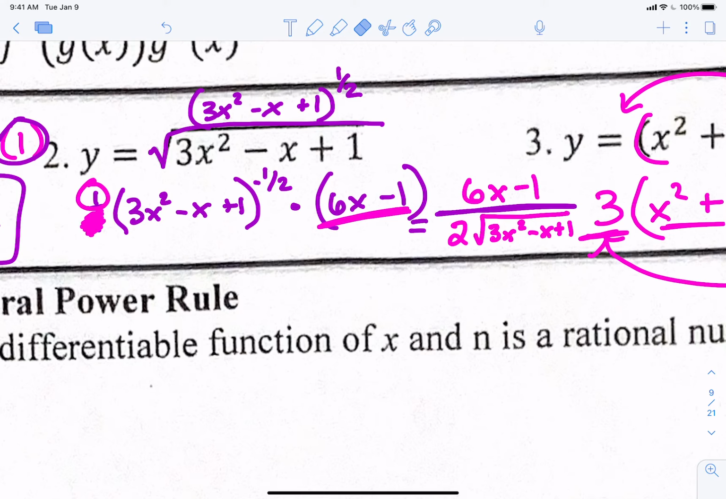This is going to feel a little bit foreign to you for a little bit, but that's okay. The more we do this, the easier it will be. That's what the derivative is. Don't simplify any more than that. Okay? Good?